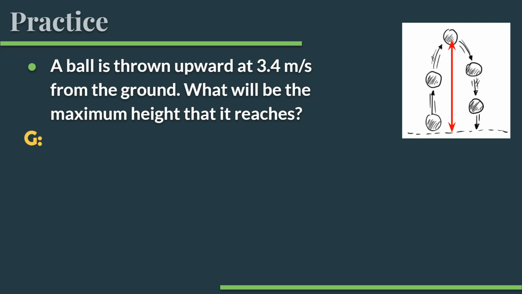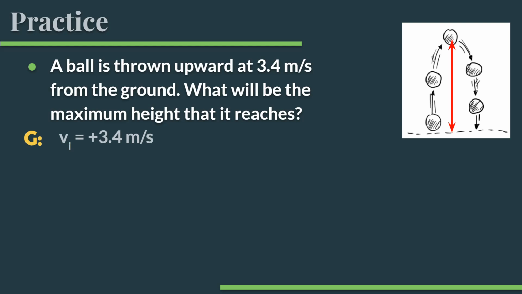And that's what it says. A ball is thrown upward at 3.4 meters per second from the ground. What will be the maximum height that it reaches? And so we have right now an initial velocity of 3.4 meters per second upward. I went ahead and labeled that as positive. So my initial velocity is positive 3.4 meters per second. And at first glance, that appears to be all that I know. But what else do I know about this ball?